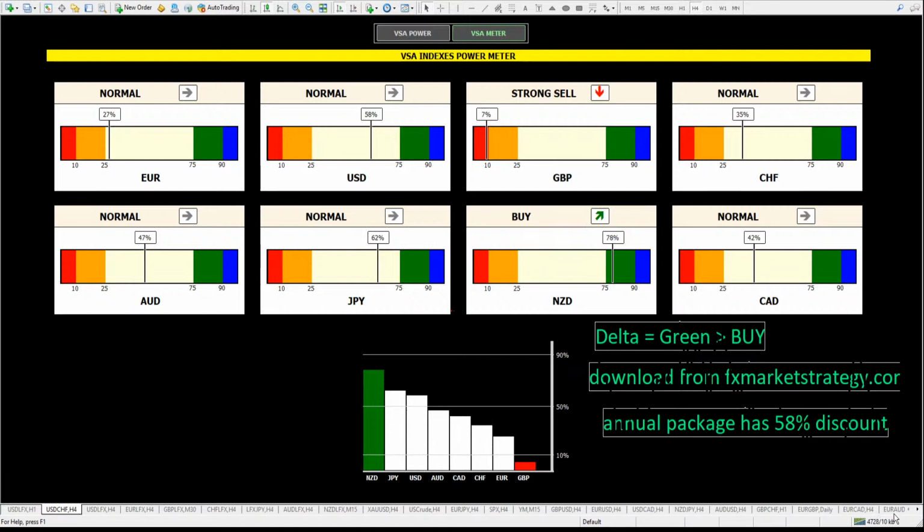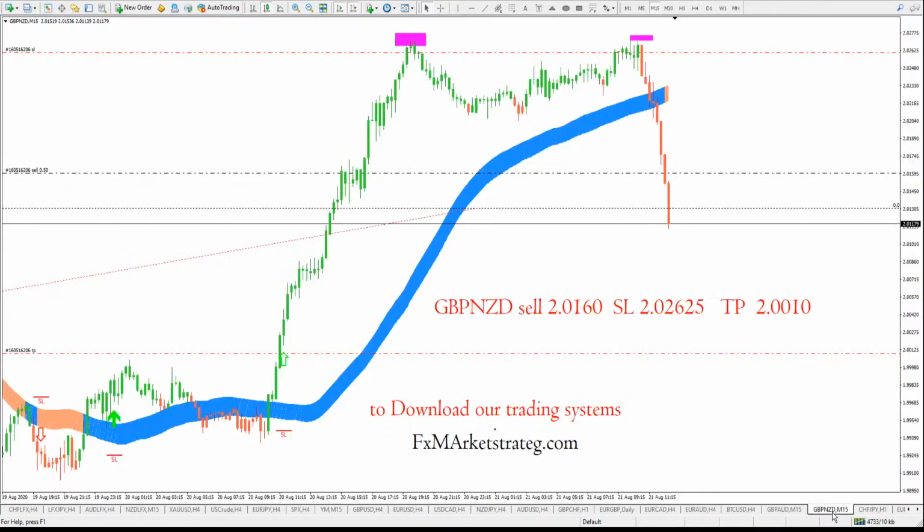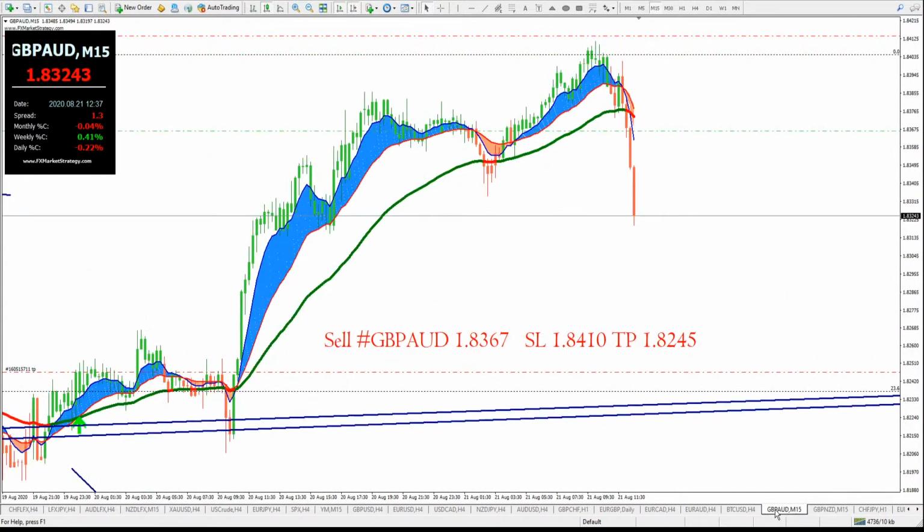Okay, guys, that's how you can take the best trade out of the market every day. It's very important to trade what's the best to trade. Look at Australia and look at New Zealand. Beautiful. Both trades are just beautiful.